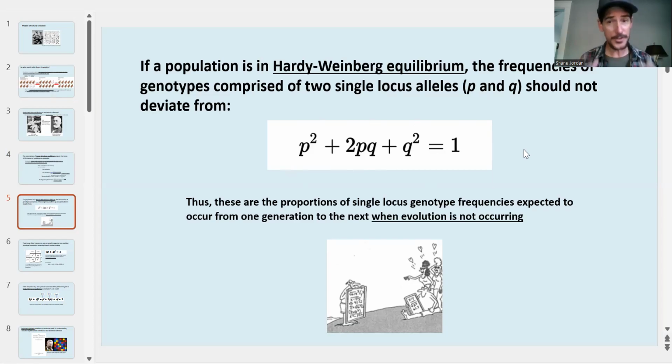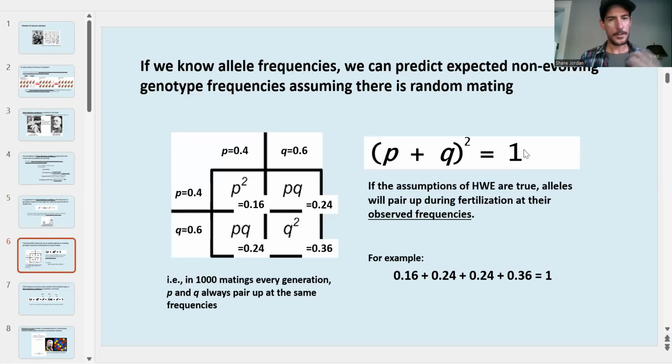These are really the proportions of single locus genotype frequencies expected to occur from one generation to the next when there is no evolution. Now, I will illustrate a basic derivation of how this equation makes sense. If we know allele frequencies, so if we know the frequency of P, we can figure out the frequency of Q and vice versa. That's like saying if we know the frequency of big A, we can figure out the frequency of little a and vice versa. If we know these allele frequencies, we can predict non-evolving genotype frequencies under the assumption that there is random mating. And this is very much like saying there is no evolution happening.